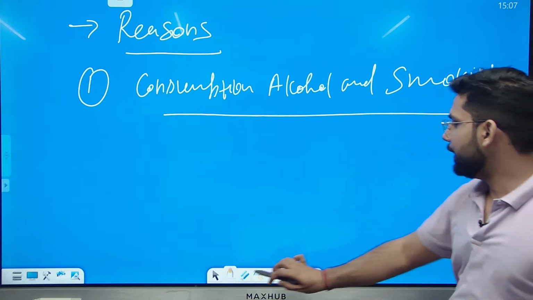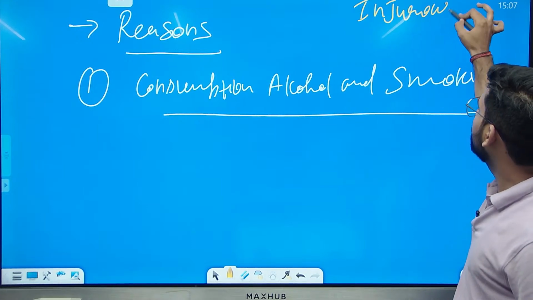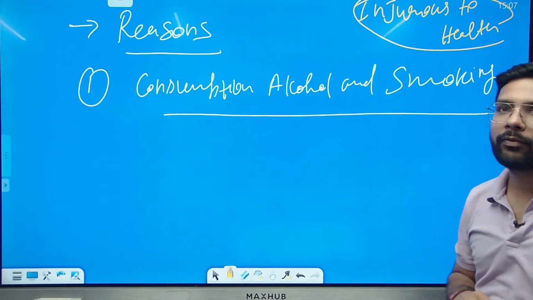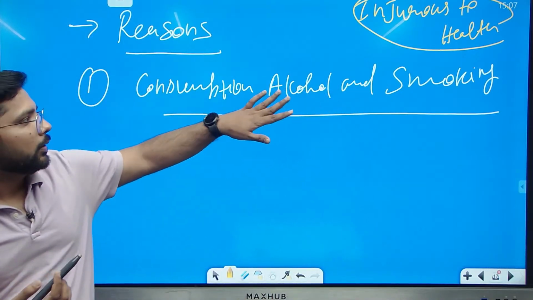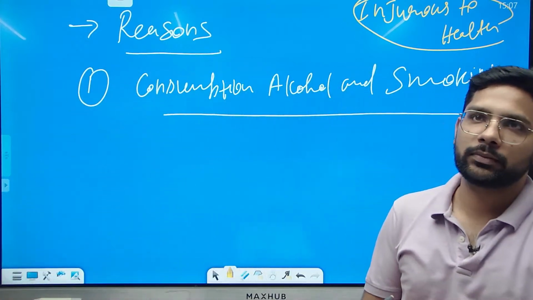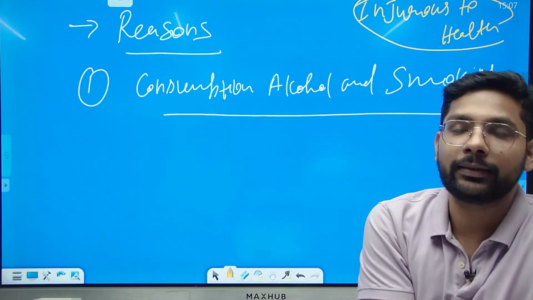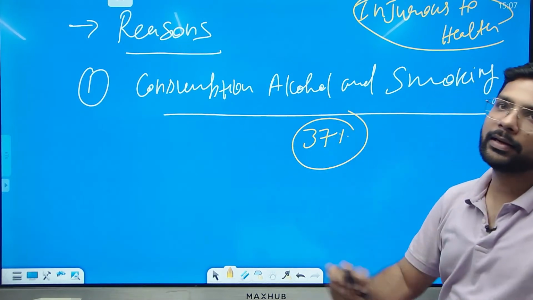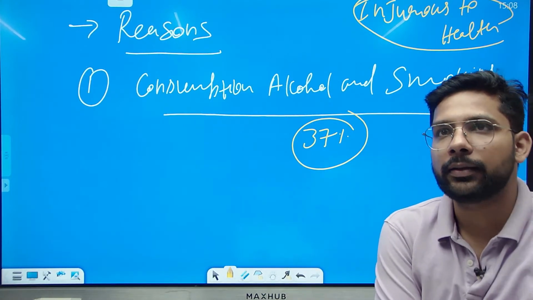On the bottle of alcohol, it is written as injurious to health. एक यही लिखा होता है टर्म, injurious to health. But nowhere is it mentioning it will cause cancer. But it is one of the major reasons in the country; due to smoking and the consumption of alcohol, it leads to cancer in humans. So this is the major idea: 37% of cancer deaths in India are due to this reason, consumption of alcohol and smoking.